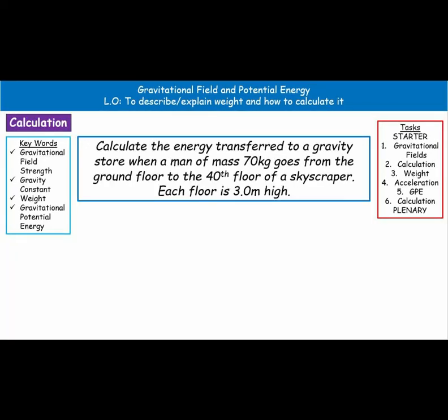Okay, so the kind of question they could ask us is here. Calculate the energy transferred to a gravity store when a man of mass 70 kilograms goes from the ground floor to the 40th floor of a skyscraper. Each floor is 3 meters high. See if you can answer that question in your books. Don't forget to show your working. I'll give you about a minute to have a go at that.